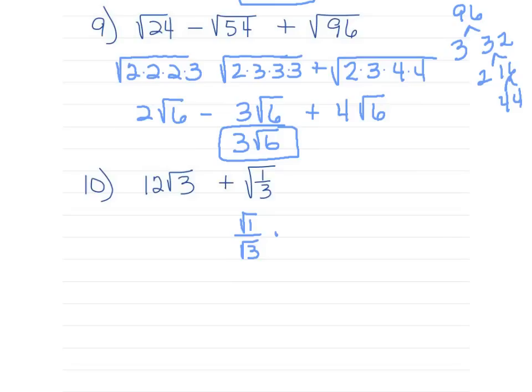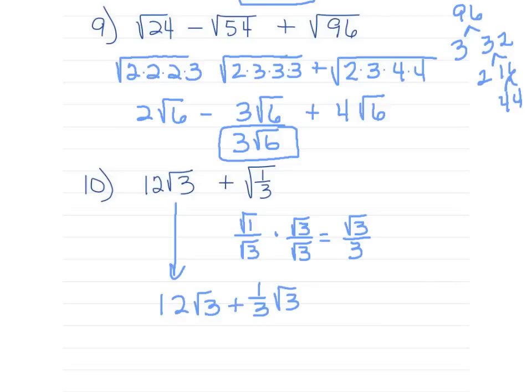So let's recall that we will multiply our expression by a form of 1, squaring that square root of 3 to undo it. And so 3 is my new denominator, and radical 1 times radical 3 is radical 3. And so here I've simplified it to radical 3 over 3, which can also be written this way, 1/3 radical 3. So I'm going to bring down my 12 radical 3 plus 1/3 radical 3.